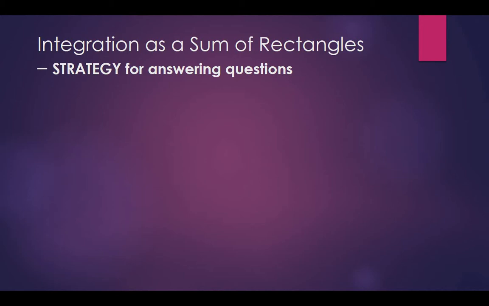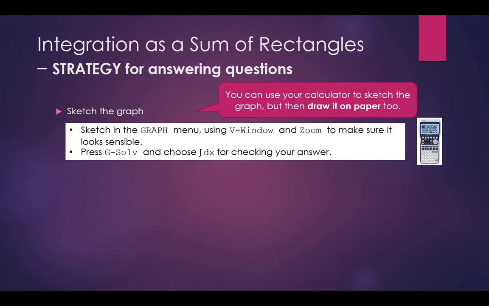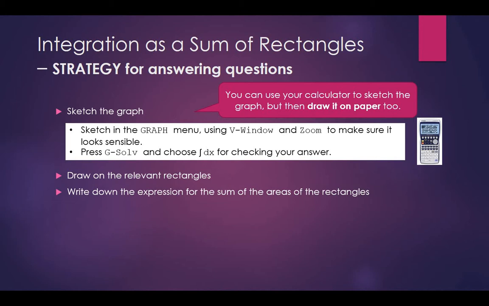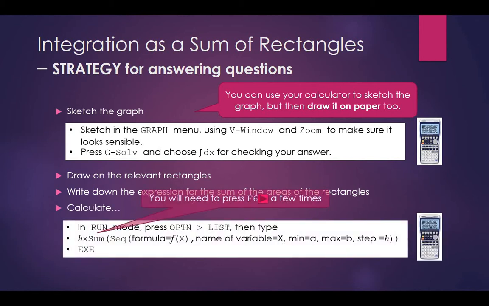So this is our general strategy for answering any of the questions. Very importantly, sketch a graph of the function you're integrating. You can do this on your calculator, but then please draw it on paper as well, because you'll need to draw some rectangles. Once you've got those rectangles drawn, you should be able to write down an expression for the sum of the areas of the rectangles. And finally, you can use your calculator in a very efficient way to add up all of these rectangle areas.